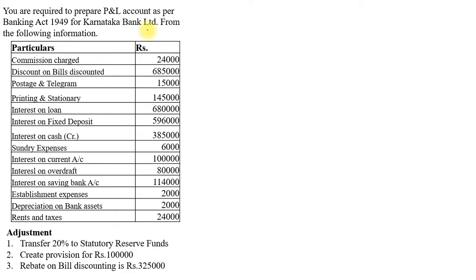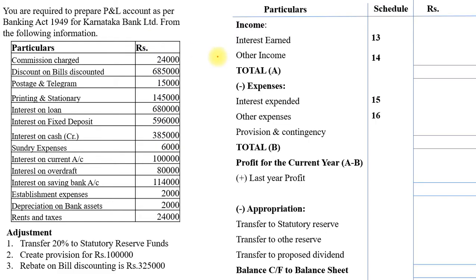And three adjustments are given to us. Adjustment number one, transfer 20% to statutory reserve fund, create provision of 1 lakh rupees, and rebate on bill discounting is rupees 3,25,000. Now remember the format will be income less expense gives you profit, less appropriation will give you the balance carried forward to the balance sheet.